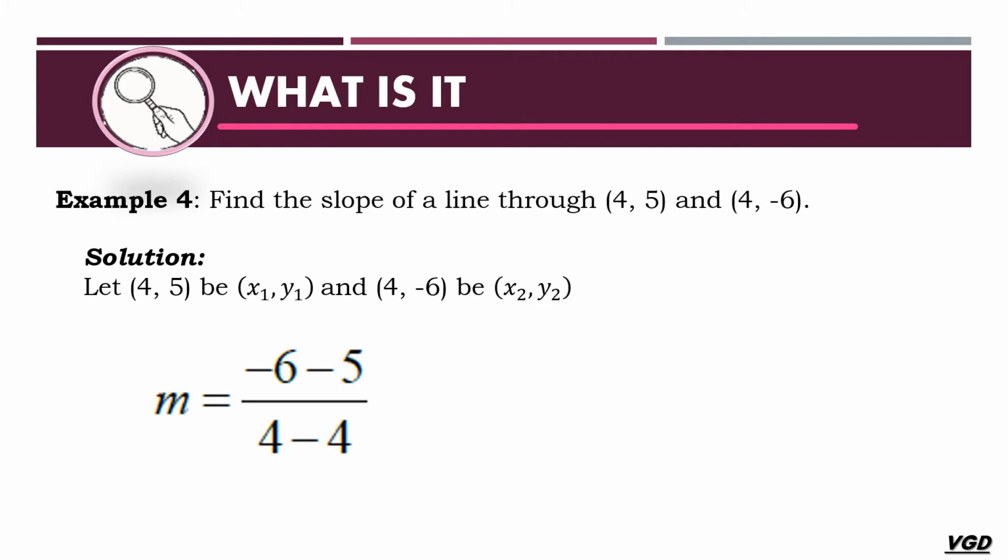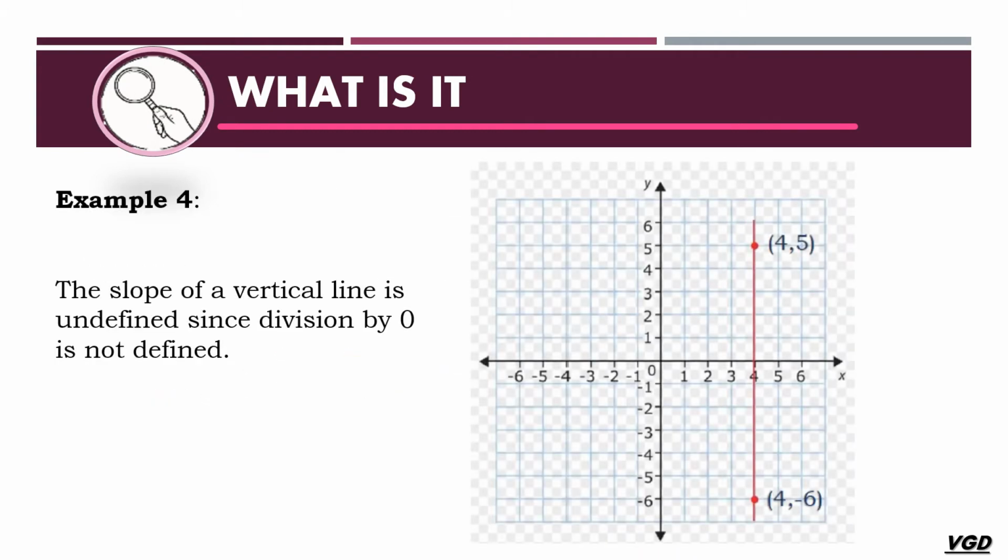And applying the rule in adding or subtracting integers, we will be able to have -6 minus 5 is equal to -11, and 4 minus 4 is equal to 0. And take note that any number divided by 0, the answer is undefined. And as we plot the ordered pairs in the Cartesian coordinate plane, we will be able to have a vertical line. And take note that the slope of a vertical line is undefined since division by 0 is not possible or not defined.